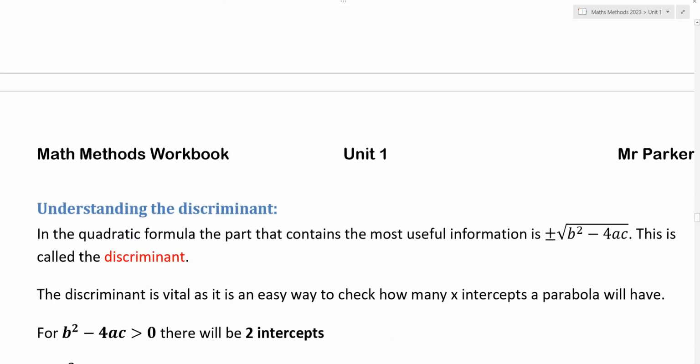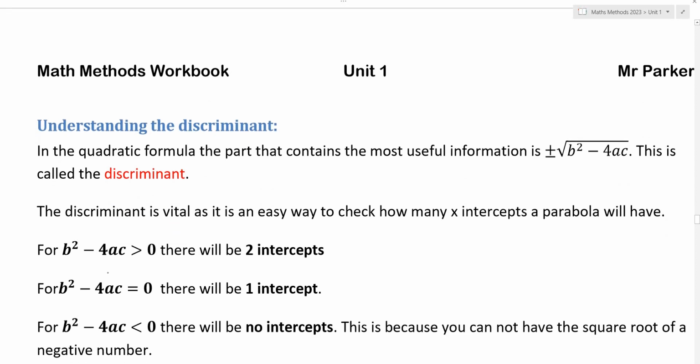If we scroll on down to the next page where it says understanding the discriminant, it works this way. If b squared minus 4ac is greater than 0, there's two answers. If it equals 0, one answer. And if it's less than 0, there's no answer. There's no intercepts. Because you put the numbers in and solve it. I'm not doing any tricks here. We just got to actually solve the numbers.